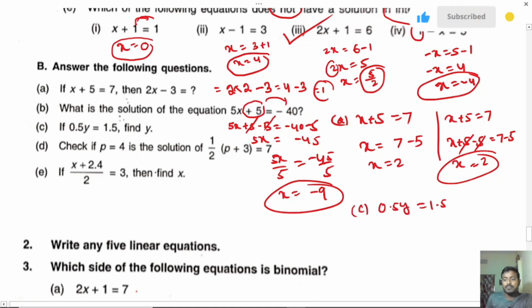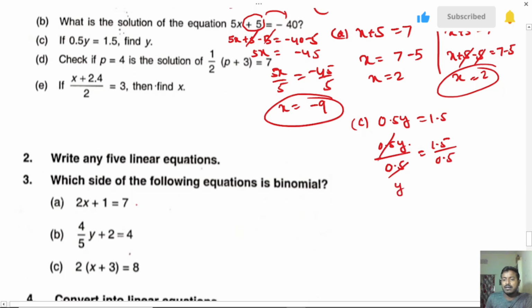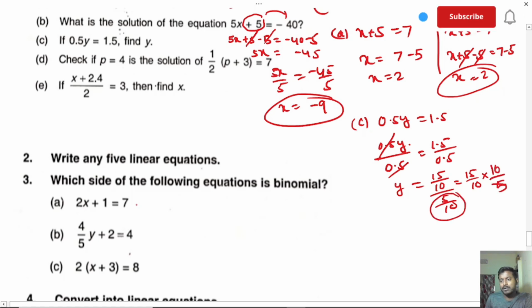Question C: 0.5y equal to 1.5. How to solve? First, 0.5 will be divided on both sides, equal to 1.5 divided by 0.5. Now 0.5 cancels, y equal to 1.5. We can write 15 by 10 and 0.5 we can write 5 by 10. Now two fractions are divided, so it is converted into multiply. So 15 by 10, the reciprocal or reverse, that is 10 by 5. So 5 threes are 15, 10 cancels, so the y value equal to 3.